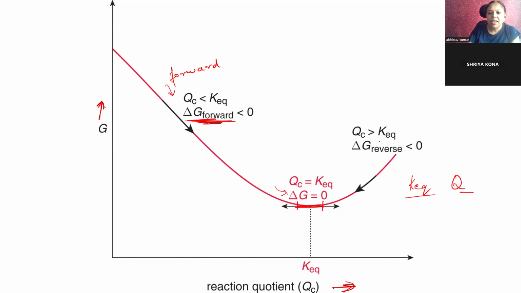And here, if you could see this delta G reverse, you are also coming down to the equilibrium position, but this time the delta G is for the reverse reaction, which will again be less than zero. Why? Because delta G less than zero is for spontaneous reactions only.